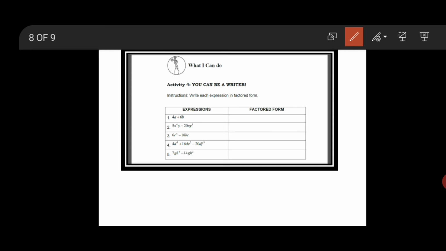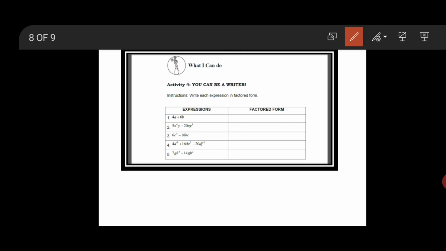So this is activity number 4, and this is your time to do your part. The instruction: write each expression in factored form. We have expressions in the left box, and in the right box, you write your answer as a factored form. I will do number 1 as an example.